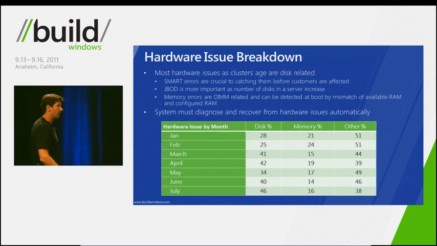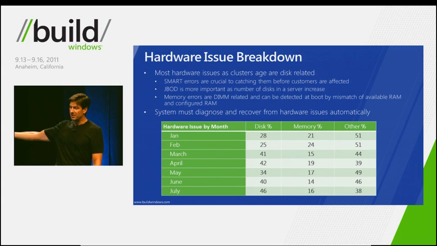But here's a breakdown of what we're seeing in the data center as far as hardware issues. You can see that disk is, and this is on a relatively new cluster, 40 to 50%. On older clusters, the disk failure rate is about 80% of the failures. As time goes on, we generally see these numbers go up as the disks age. It's the same thing Google sees in their data centers, and they published a lot of data on this as well.